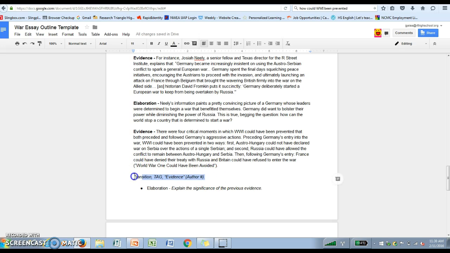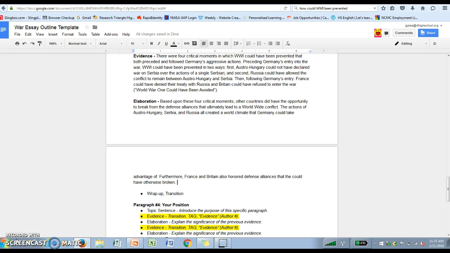So next, following this piece of evidence is going to come the elaboration. So let's take a look at the elaboration that's following the evidence we just went over. This elaboration reads, based upon these 4 critical moments, other countries did have the opportunity to break from the defense alliances that ultimately led to a worldwide conflict. The actions of Austria-Hungary, Serbia, and Russia all created a world climate that Germany could take advantage of. Furthermore, France and Britain also honored defense alliances that they could have otherwise broken.